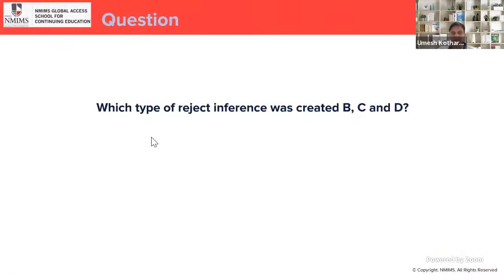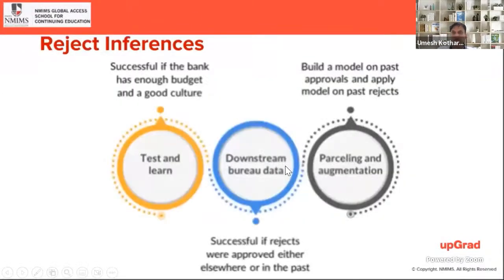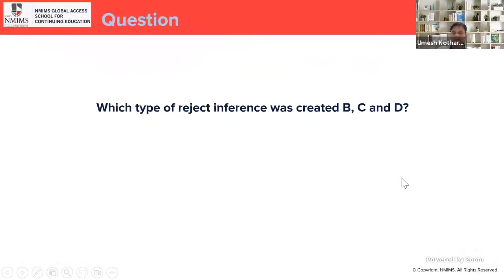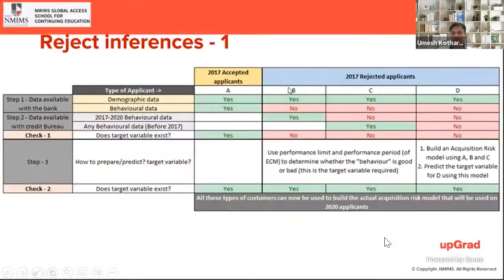So this is the question that we want to answer. What type of reject inferences was created for segment B, segment C, and segment D with the behavior that you can see? You can take a print screen of what we mean by test and learn, downstream, and parsing and augmentation. And the answer that we need to give is, for segment B, C, and D, did we use test and learn, downstream, or parsing and augmentation based on the information provided here?